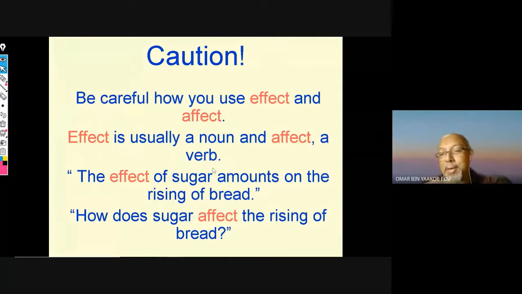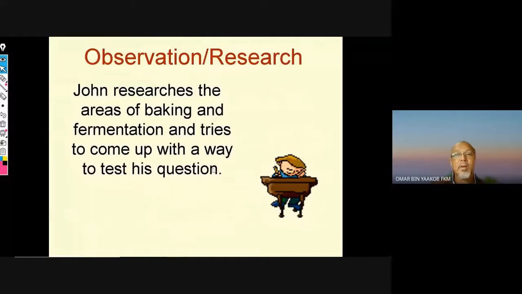Even at our level, maybe we are still confused about this. Effect means the effect of something. That's a noun. And affect is a verb. So the effect of sugar amounts on the rising of bread. And how does sugar affect the rising of the bread? Okay, so he did the background study.